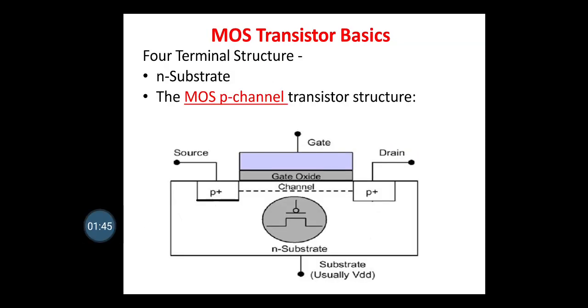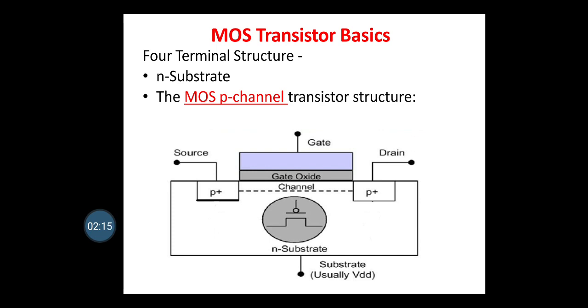So now we are going to check out the MOS transistor basics, the general construction of the MOSFET. So here you can see it is a 4-terminal device. The terminal names are drain, gate, source, and the other terminal is called the substrate. Here it is shown N channel MOS. The other MOS is P channel.